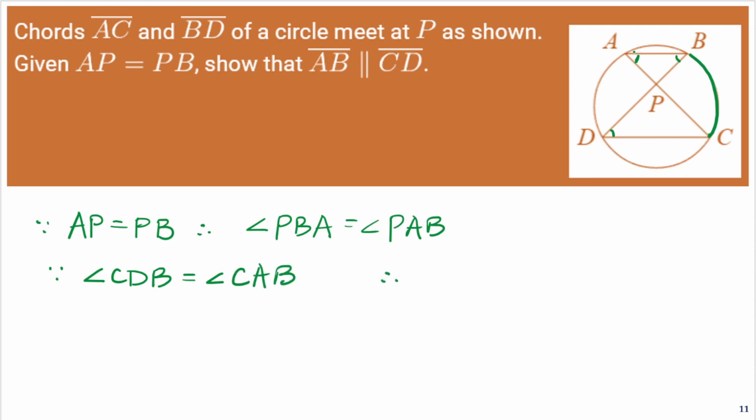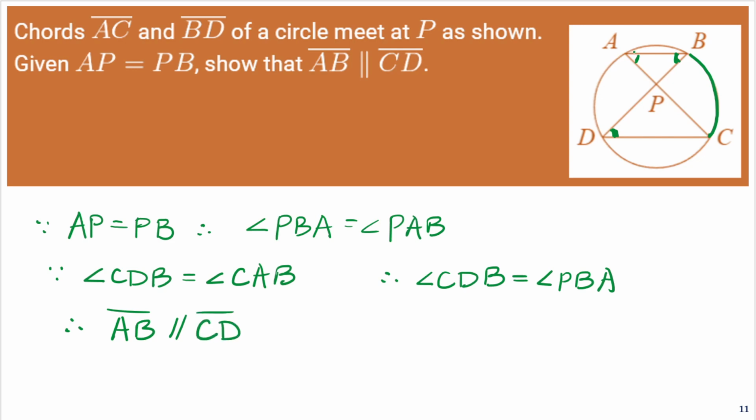Therefore, we know angle CDB equals angle CAB equals angle PBA, right? So if this angle equals this angle here, then we know AB must be parallel to CD, right?